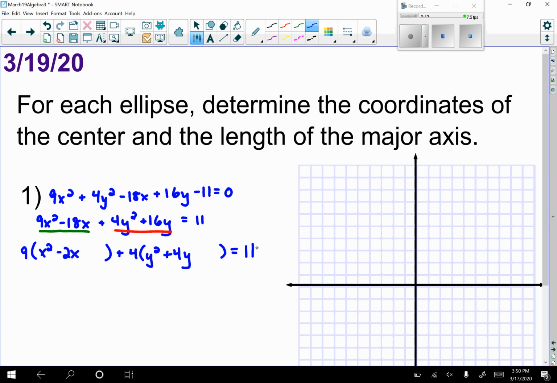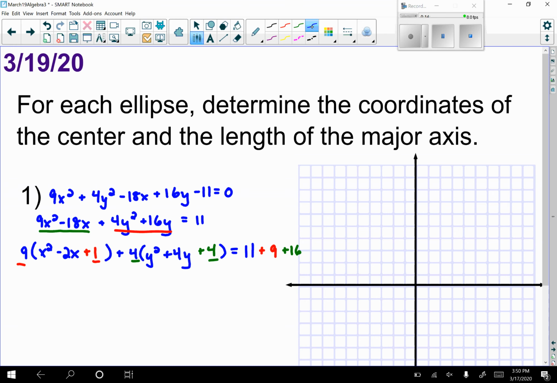And then after the 11, what we add to the left side, we'll add back to the right side. So I'm going to complete the square. Half of 2 is 1. 1 squared is 1, so I'm going to add a 1. Now I didn't just add a 1 here. I added a 1 times a 9, so I'm going to have to add a 9 to this side. After the 4y, half of 4 is 2, 2 squared is 4, so I'm going to add a 4 inside the parentheses, but I really added a 4 times 4, so I added a 16, so I want to add a 16 over here.